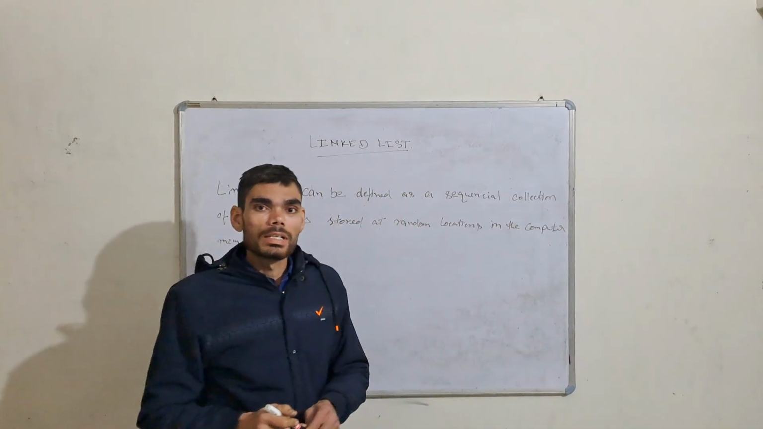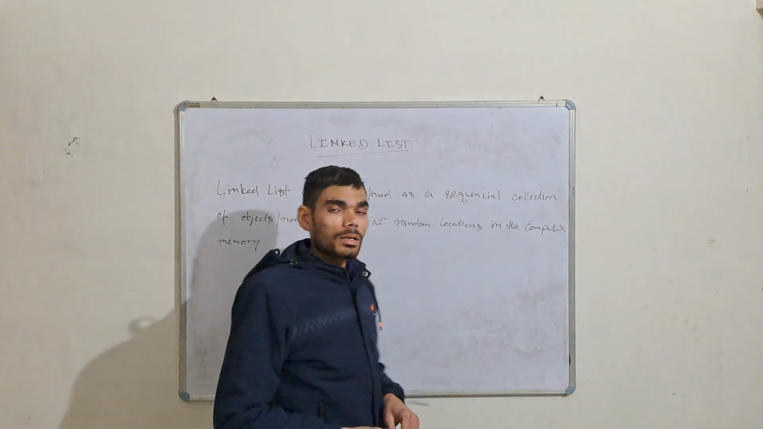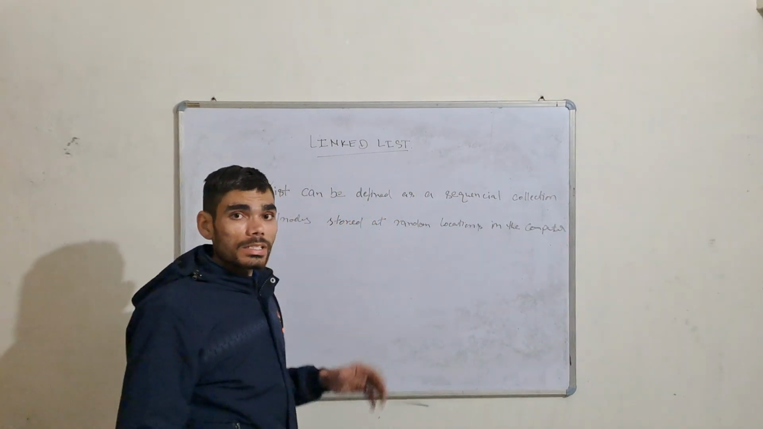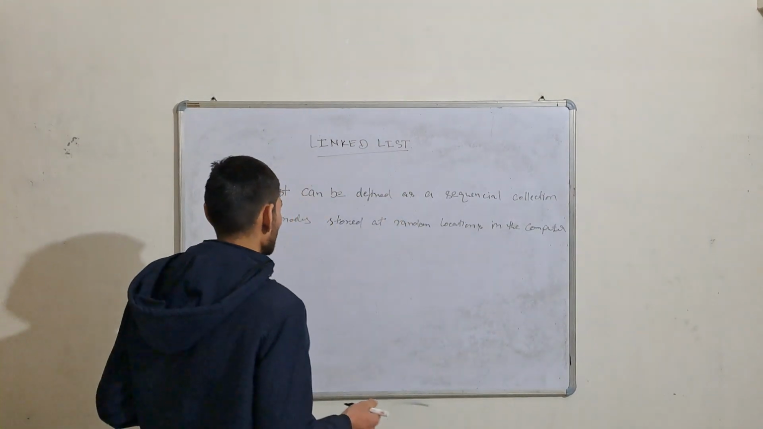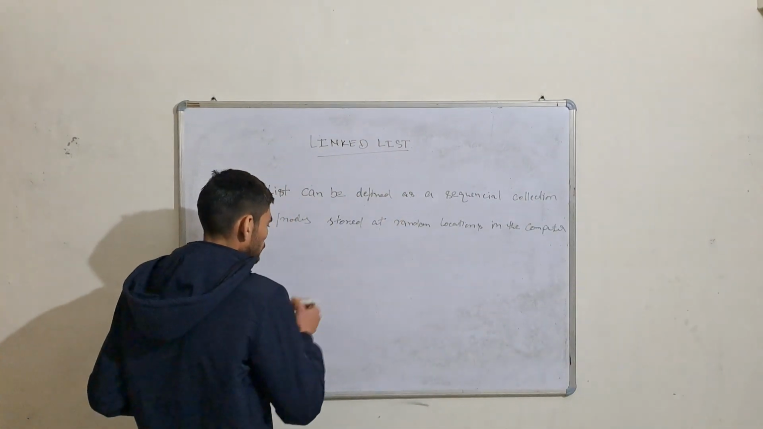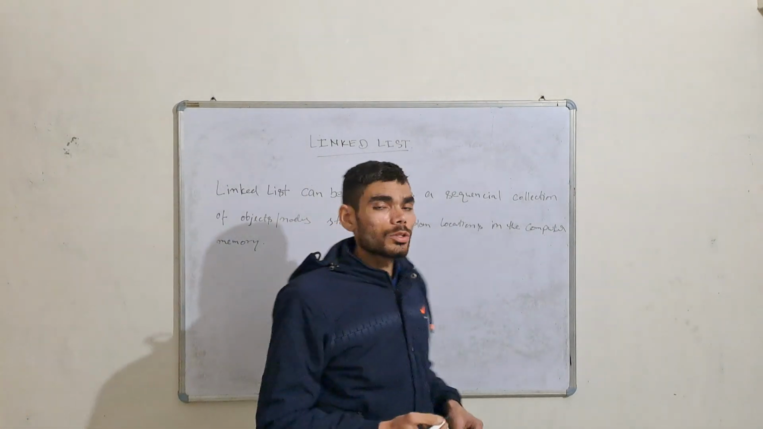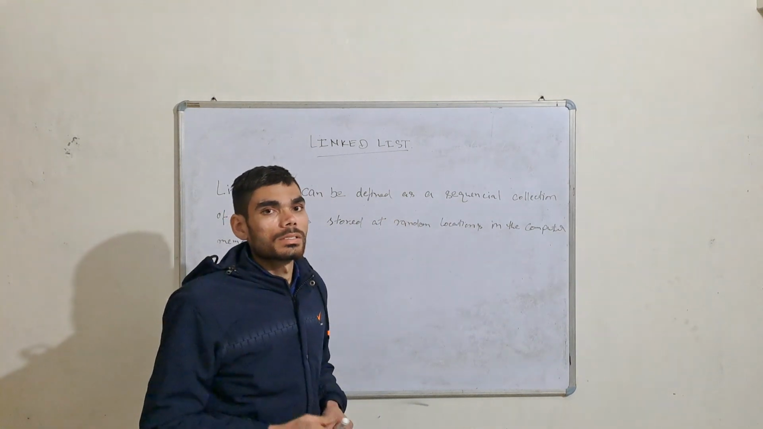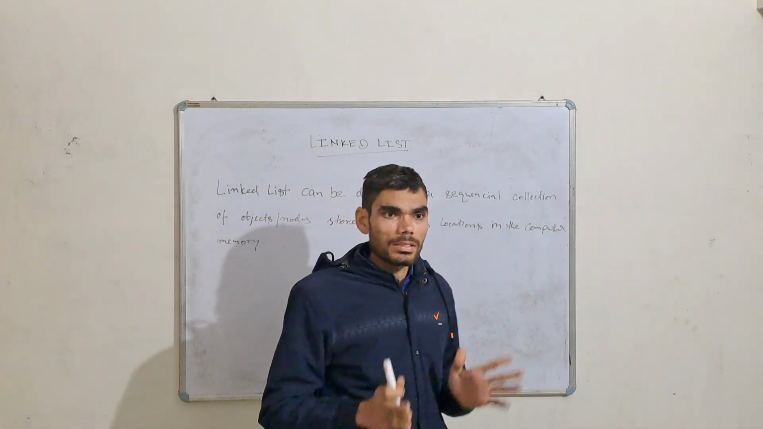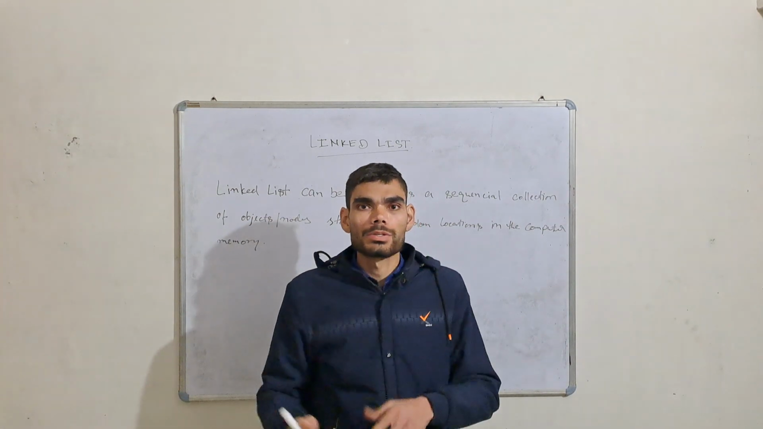As we have discussed, a linked list is a collection of nodes. Then first of all we have to understand what a node is. We can say that a node is a group of two elements: the first part is data and the second part is the pointer to the next node.